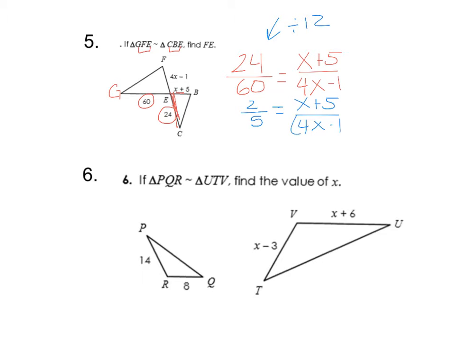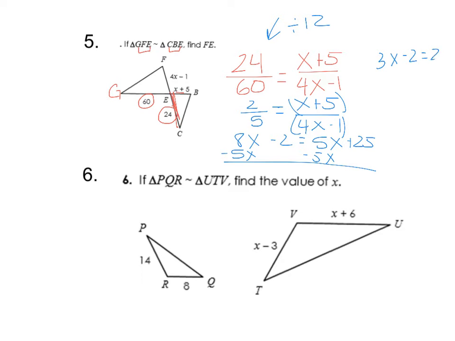Now don't forget when you cross multiply to distribute. So 2 times 4x minus 1 is 8x minus 2 equals 5x plus 25. I'm going to minus 5x on both sides. Go up here. 3x minus 2 equals 25. Add 2. 3x equals 27. All right, so we get 9.